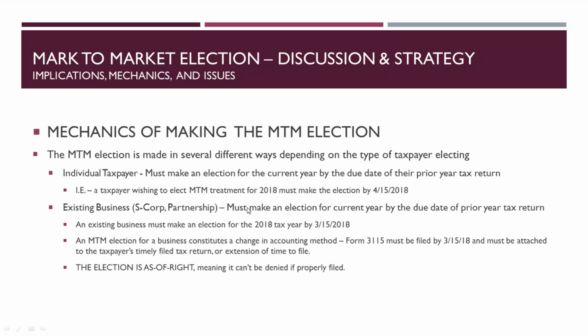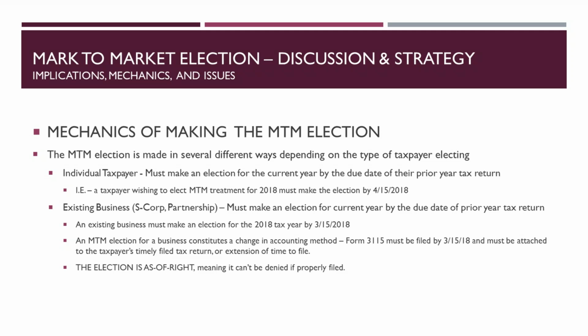So it's something to think about. Mechanics, it's pretty straightforward. As an individual, you have to attach a statement to your tax return, and it must be done by the due date of the prior year tax return. So in other words, if you wanted to elect mark-to-market for 2018, you had to make the election by April 15th of 2018. Conversely, if you want to make the mark-to-market election in 2019, you need to make the election by April 15th of this year, 2019. Okay?